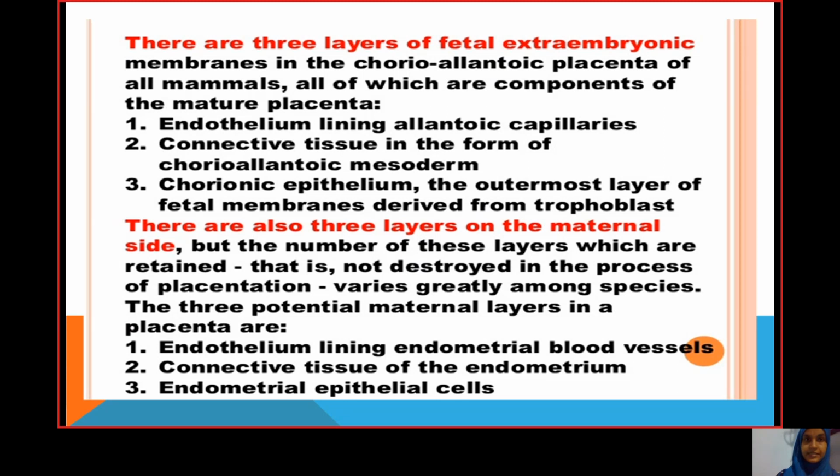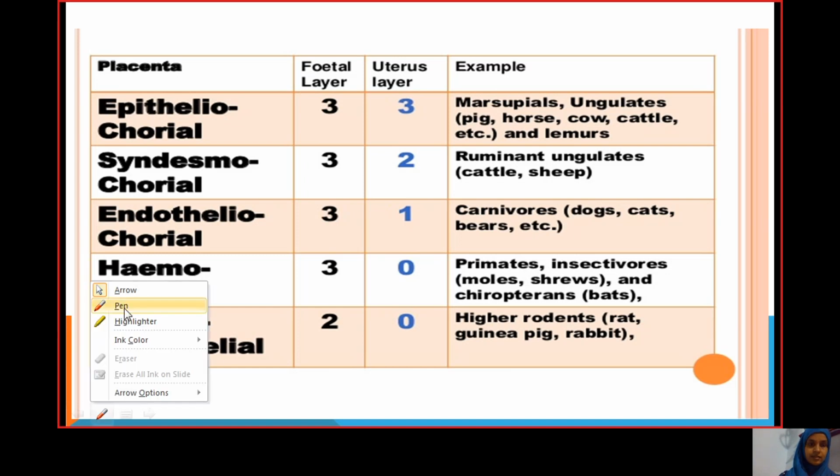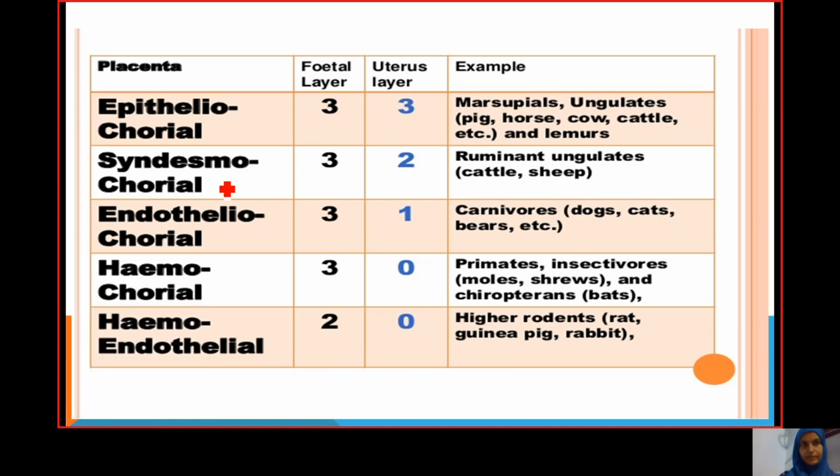Next, based on how many layers of tissues are involved in the formation of the placenta, it is given different names. In epitheliochorial placenta, 3 fetal layers and 3 uterus layers are involved. Means here 6 layers are involved; defensive layers are 6. Whereas in syndesmochorial, 3 layers are from the fetus and 2 layers are from the uterus. Means here only 5 defensive layers are present. One layer, the epithelium of the uterus, has disappeared in this type of placenta.